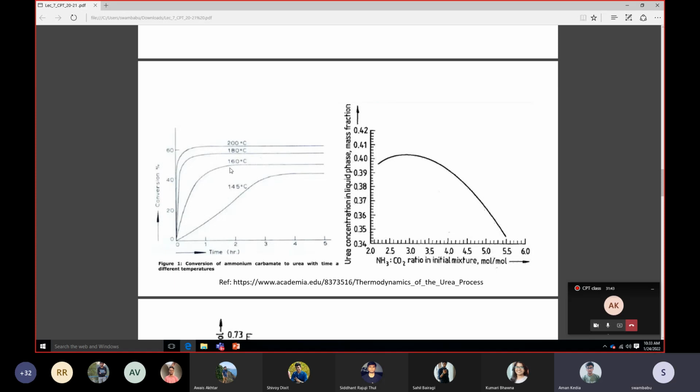But if you operate at 160 degrees centigrade, it is an endothermic reaction. That's why at higher temperature it will operate better. So at 160 degrees centigrade, it requires almost 2 hours to get a stable conversion. But if you operate at 180 to 200 degrees centigrade, it requires much lower time, much less than 1 hour to get the 60% conversion.